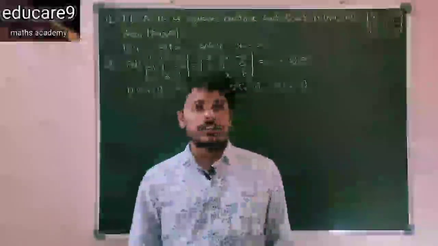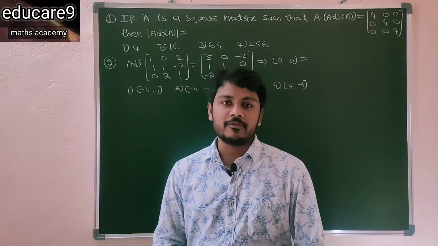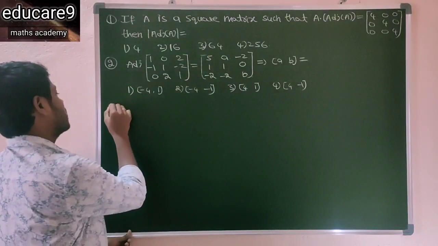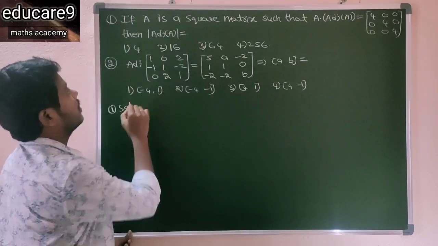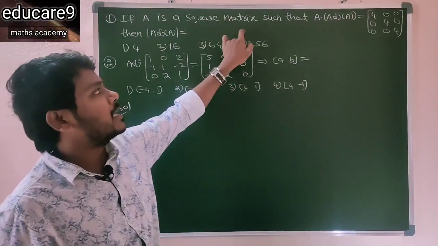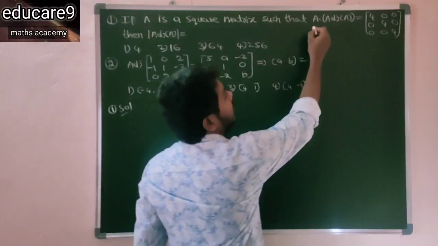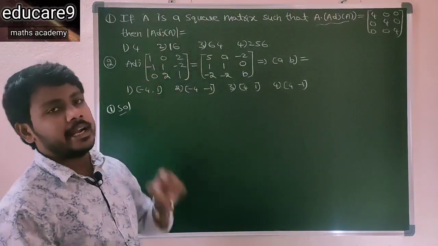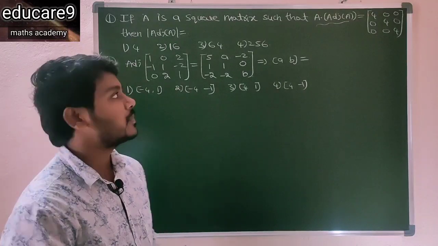Hi, hello everyone. For this session, we will discuss a few problems. See the first one. Here A is a square matrix such that A into adjoint A is given. Then find the determinant of adjoint A.